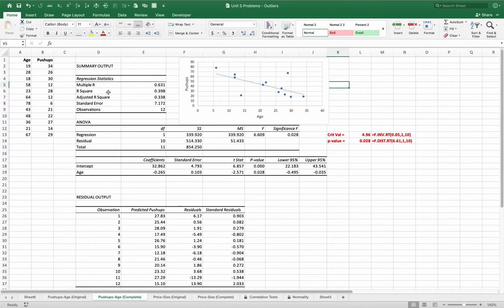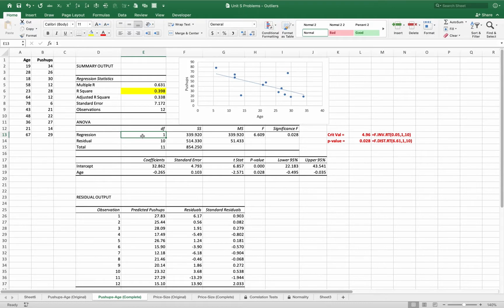This is the summary output that we have here, and I just want to point out a couple things. First of all, the r squared value is 0.398, so 40% of the variation in push-ups is explained by age. Down here we have an ANOVA table, and when you're talking about a simple linear regression, you're not getting any more information out of an ANOVA table than you are from just the age line itself. The reason is that the ANOVA takes a look at all of the x variables together as they explain the y variable.